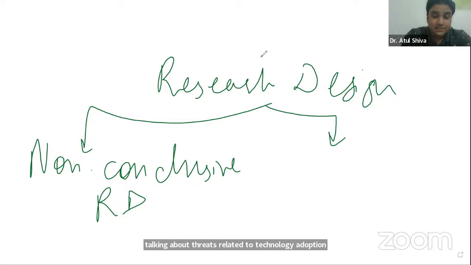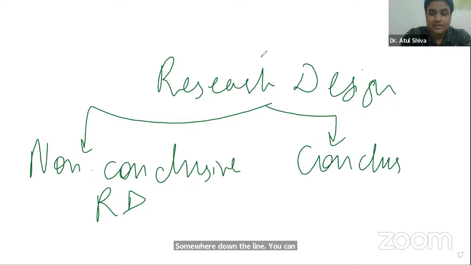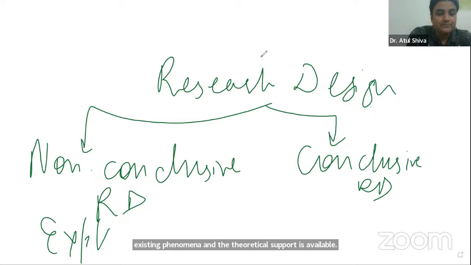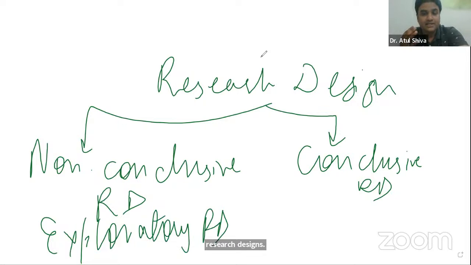So somewhere down the line, you can think of conclusive research. Conclusive research design is used when there is an existing phenomenon and theoretical support is available. But if it is not available, you can work on exploratory research designs. This is one of the upcoming areas. When you create a new variable, you go for the development of a new concept by yourself. So a perfect study somebody can do in present times is to give a new scale to the market, to give a new concept to the market, or to develop a construct in academics, which only you have tried to explore.